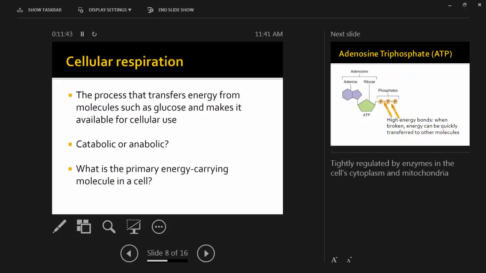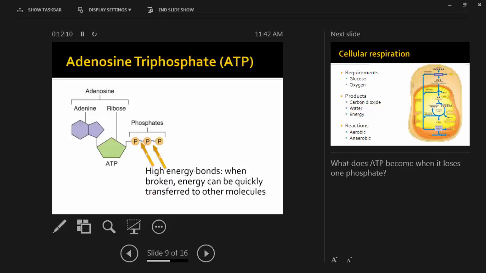So cellular respiration is the metabolic process that transfers energy from molecules such as glucose and puts them into a form that makes them available for cellular use. This involves both catabolic and anabolic reactions, okay, because you're breaking stuff down and then you're making molecules of ATP. And that's the answer to the last question. The primary energy carrying molecule in a cell is adenosine triphosphate, or ATP.